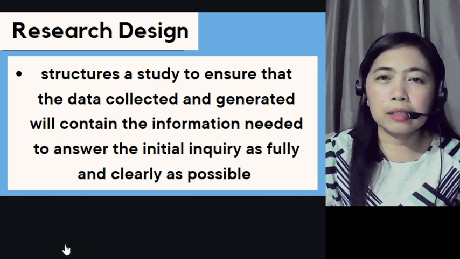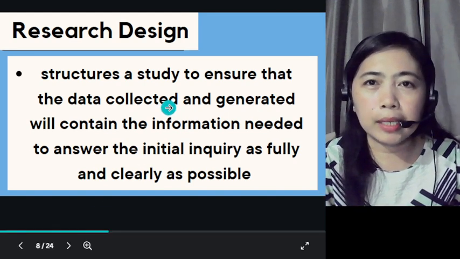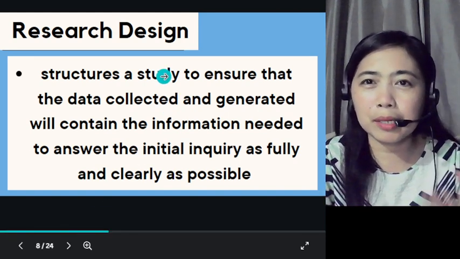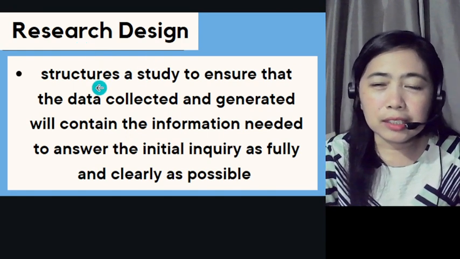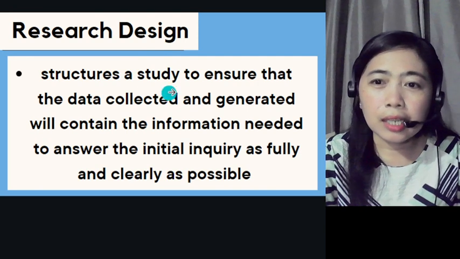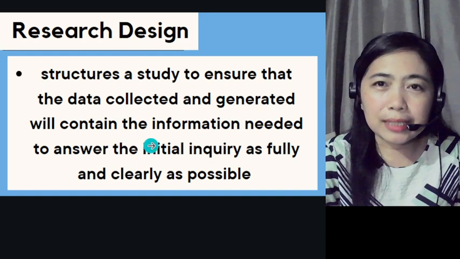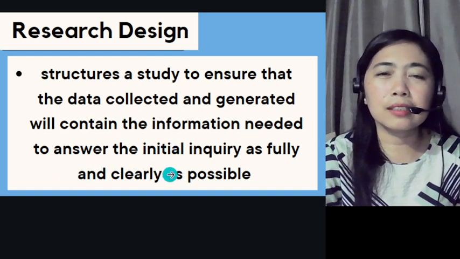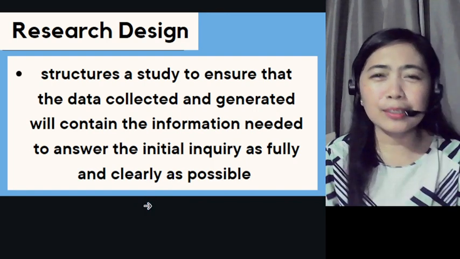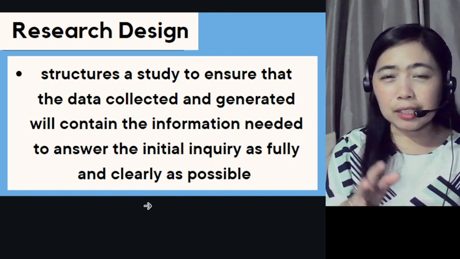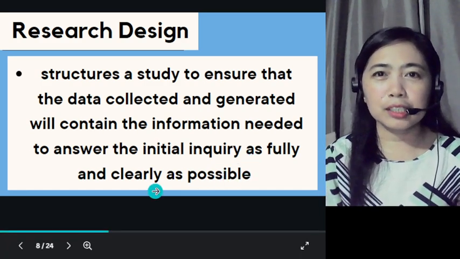Okay, another part of your chapter 3 methodology, you will also need to explain or narrate, narrate should be the better word, the research design. Okay, so here research design is defined as structuring a study to ensure that the data collected and generated will contain the information needed to answer the initial inquiry as fully and clearly as possible. So this time, with all the questions that we mentioned earlier, you answer the initial inquiry as fully and clearly as possible.